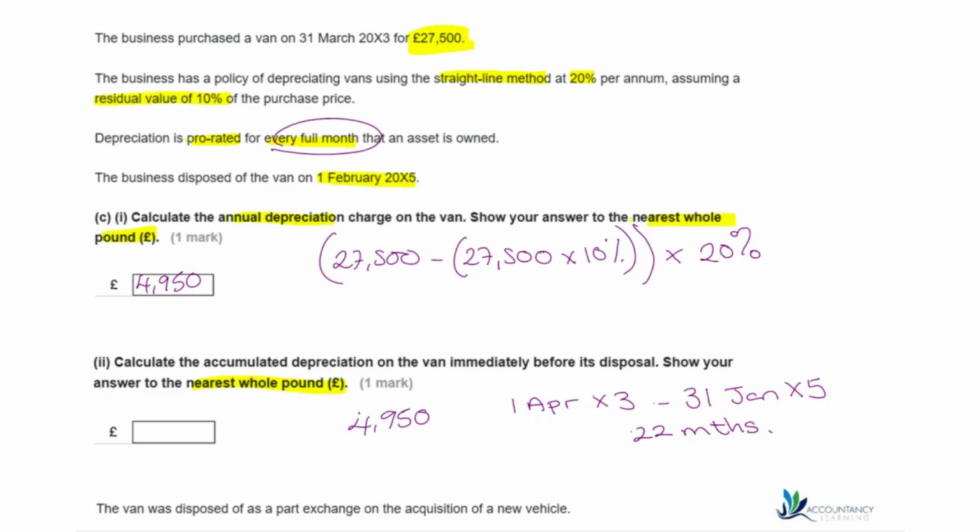So we take our annual depreciation charge, divide it by 12 and multiply it by 22. So the divide by 12 gives us our monthly amount, and then we multiply it by 22 to give us the amount of depreciation in the time period that it was owned.